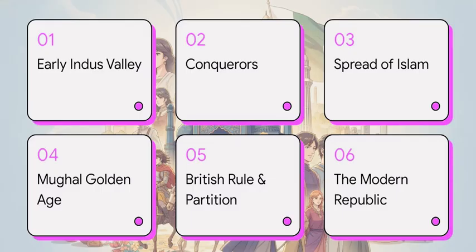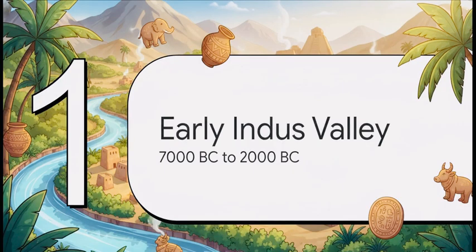To make sense of all these thousands of years of dense history, we've broken it down into 6 digestible eras. The early Indus Valley, conquerors at the crossroads, the spread of Islam, the Mughal Golden Age, British rule and partition, and finally, the modern republic. Let's get to it. Starting with Section 1, the early Indus Valley, spanning from 7000 BC to 2000 BC.